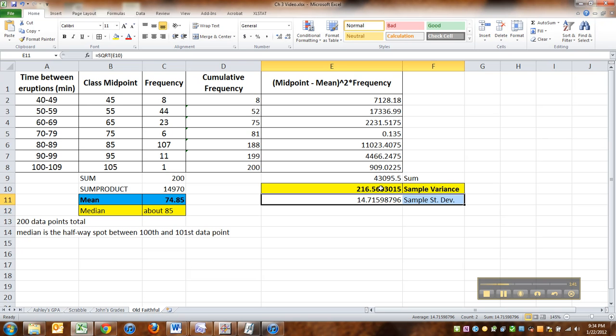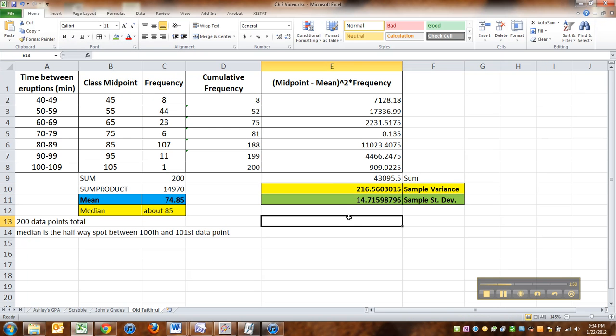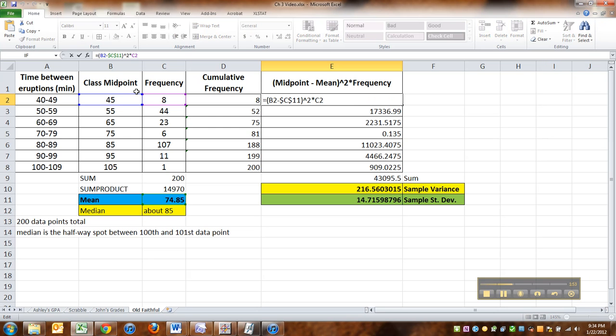There we go. Now I know what you're thinking, Alana, isn't there an easier way? Not that I know of. Not for group data. You're stuck doing this. The hardest formula in the whole thing is this one right here, where you take the midpoint minus the mean, give the mean dollar signs, mean down here, close your parentheses, square it, and times it by the frequency right there. And then you drag it down the column.